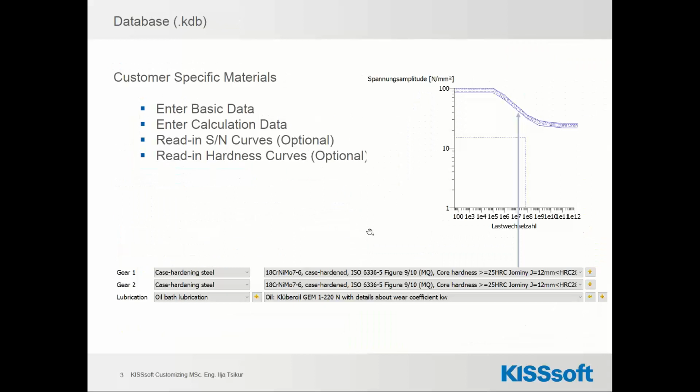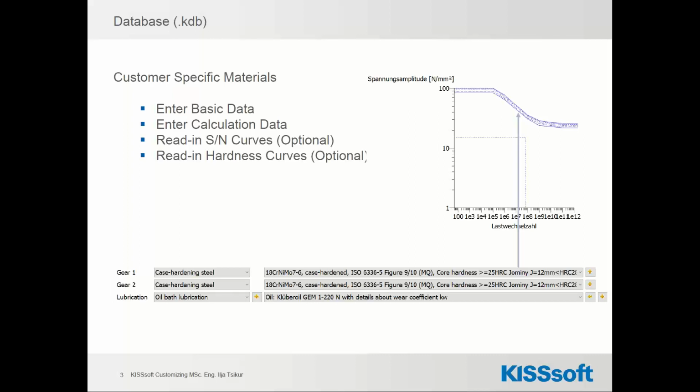And the first thing I want to start with is the database. As you can see on this slide, we have materials which we can select, which have already been predefined in the database. And obviously, you can not only change the material data, but you can actually add globally new stuff. And if you wish so, also remove some materials.